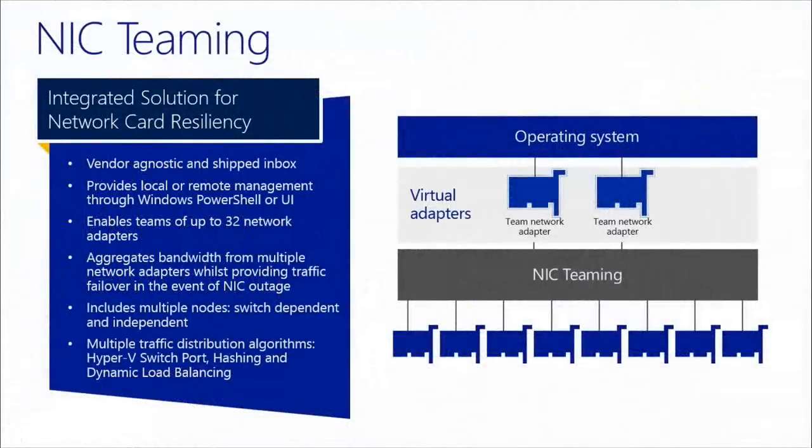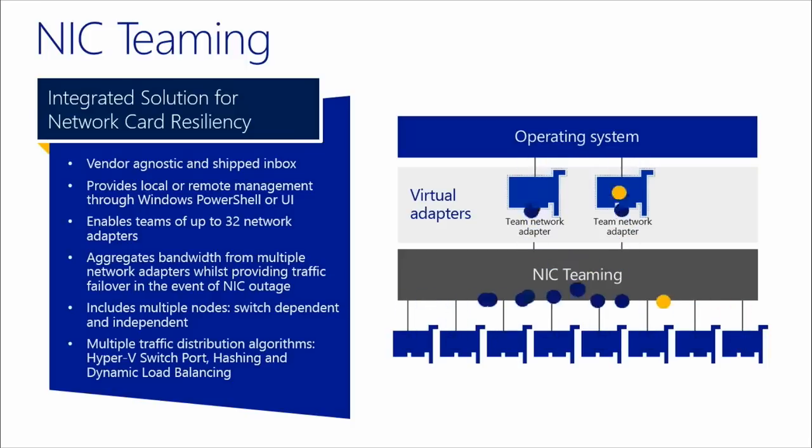So we've talked about storage. We're now going to look at networking. Many of you will be familiar with NIC teaming. NIC teaming helps us to aggregate physical network adapters, in Hyper-V's case up to 32 network adapters within a single team, aggregates that bandwidth and helps us provide optimal flow and resilience in the event of a problem.